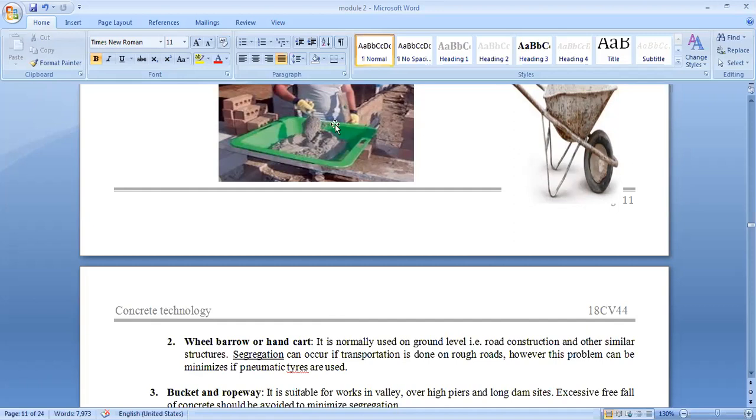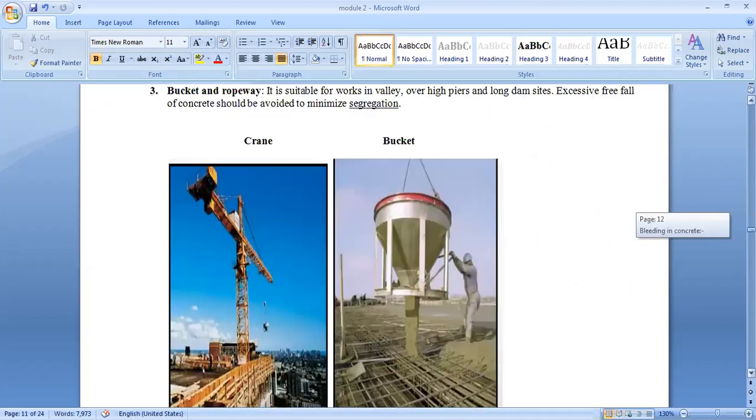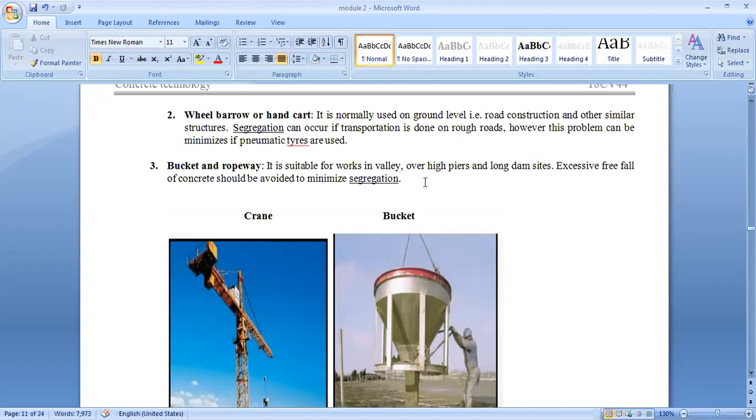These are two types of transportation methods we are using in our country. Most of the time we are using these. Next will be bucket and rope. This work is suitable here. This is a crane, which will support this bucket.